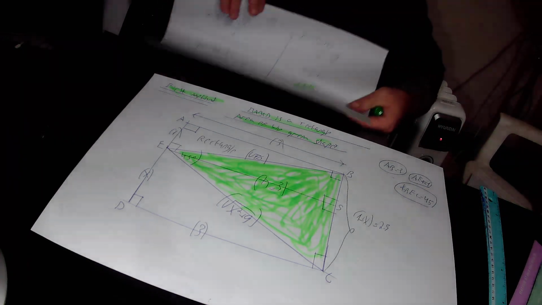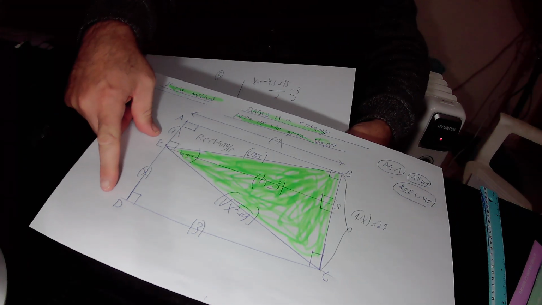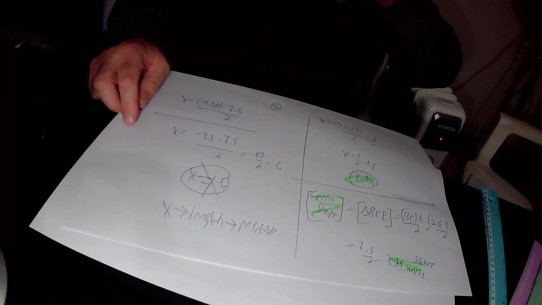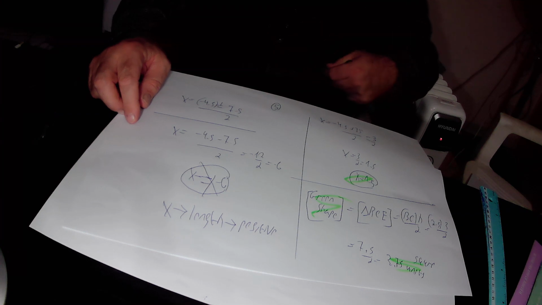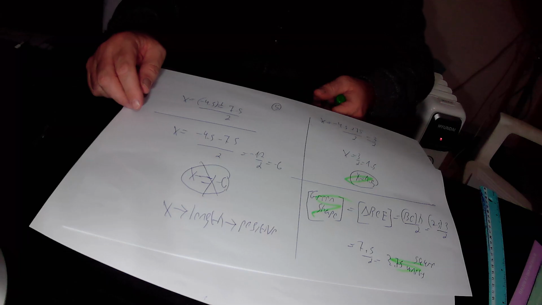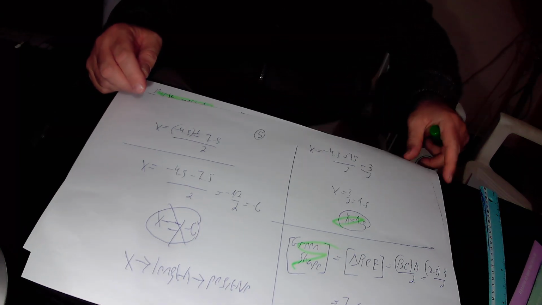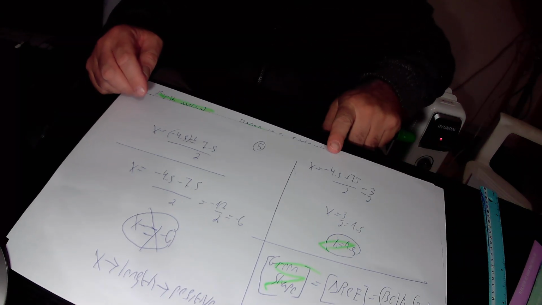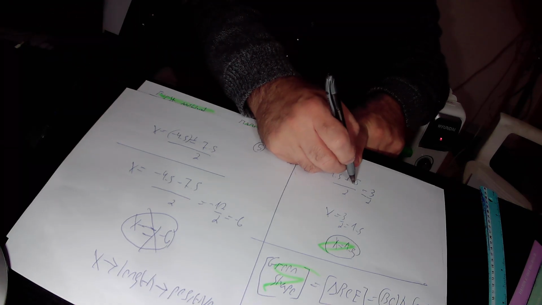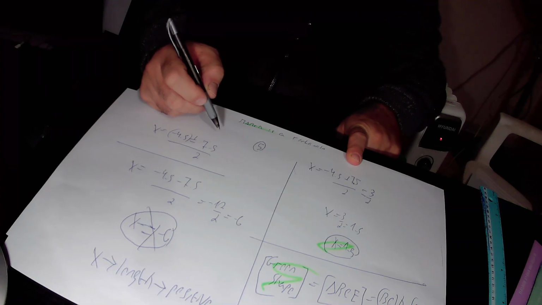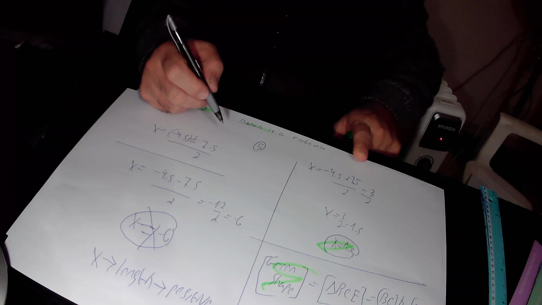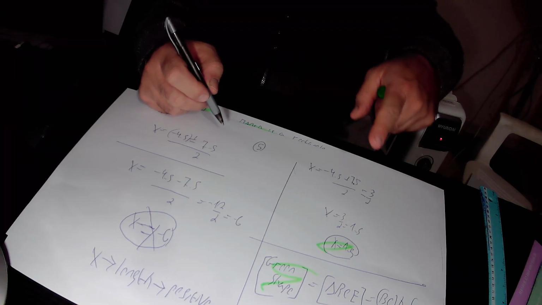X is a length, so it must be a positive number, therefore x can never be equal to minus 6. So we cancel the first solution and take into account only the second solution for x. The second solution is x equals minus 4.5 plus 7.5 over 2. Minus 4.5 plus 7.5 is 3, so it is 3 over 2, and 3 over 2 is 1.5.